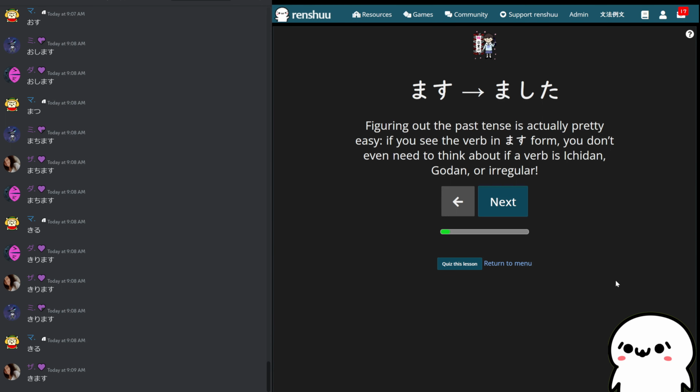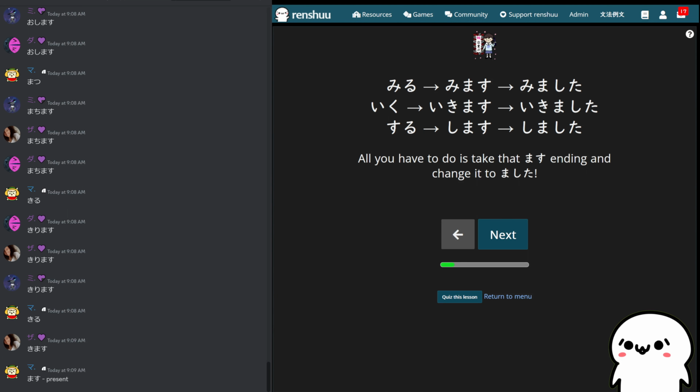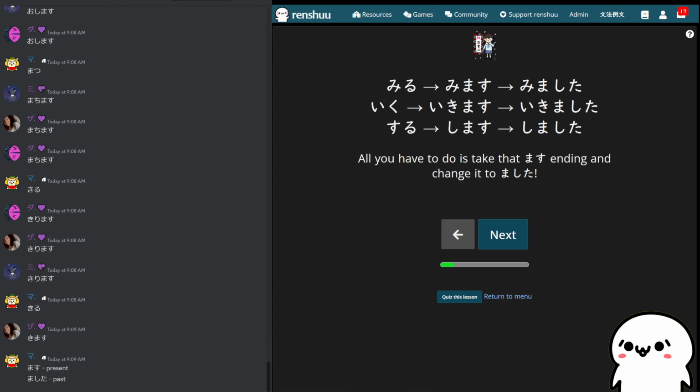And here's the cool thing. If you have those, you no longer have to think about what type of verb it is. Switching it to mashita is so easy. If mas is what ends our present tense verbs, mashita ends the past tense ones. And that's it. That is really all there is to it. So instead of mas, we have mashita.